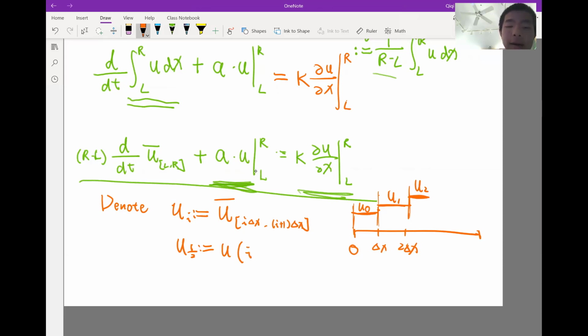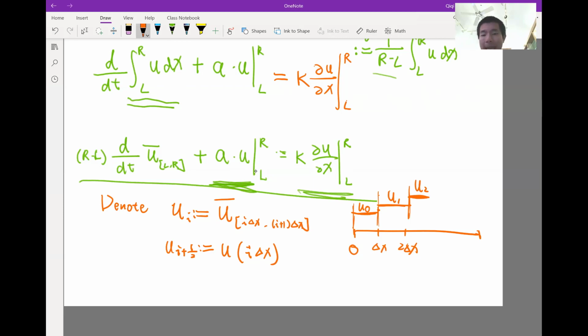delta x. So let me write it a little bit more general. u_{i+1/2} is actually u at (i+1) delta x. I mean, this is a little bit counterintuitive. Not i plus 1, i plus half. This is counterintuitive because why am I using a fractional subscript to denote the value of u at an integer multiple of delta x, right?